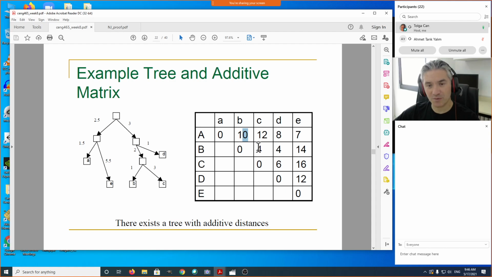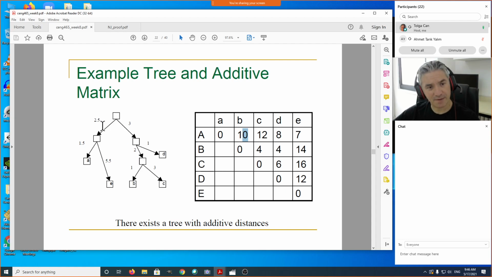UPGMA is one heuristic which makes lots of assumptions, like all the species, all the objects that we are trying to cluster or group together in a phylogenetic tree, are equidistant from the root node. It's based on this assumption. This is a big assumption, right? It's like there was a single hypothetical ancestor, and every species that we have today evolved at the same time from that hypothetical ancestor. It may make sense in certain settings, but we see that this is not true for this one.